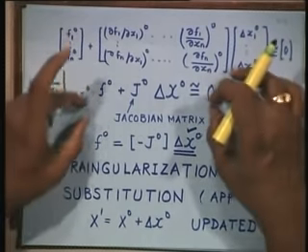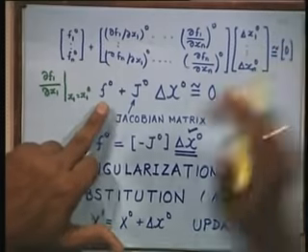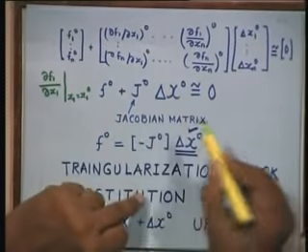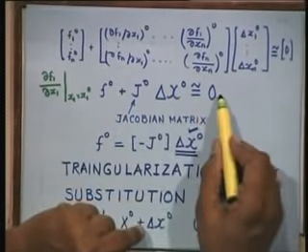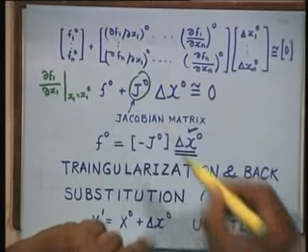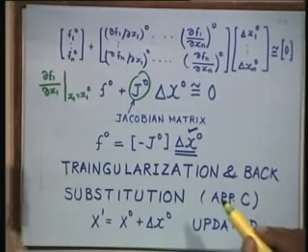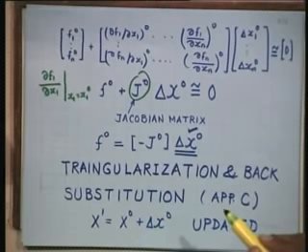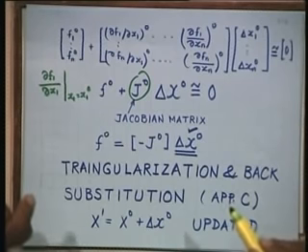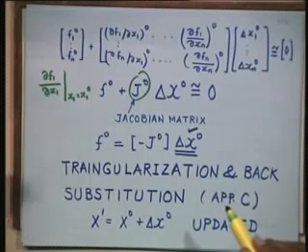If you want to write in a compact form rather than carrying such a big matrix equation, f0 plus J0 delta x0 is nearly equal to 0. This J0 is called the Jacobian matrix. What is the Jacobian matrix? The Jacobian matrix is that matrix whose each element is a first order derivative. If it becomes a second order derivative, it is called the Hessian matrix, which fortunately or unfortunately we have ignored.